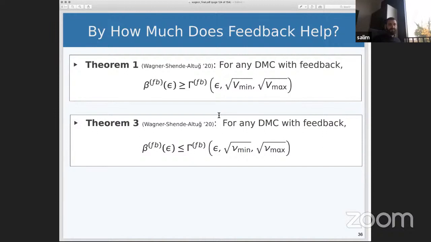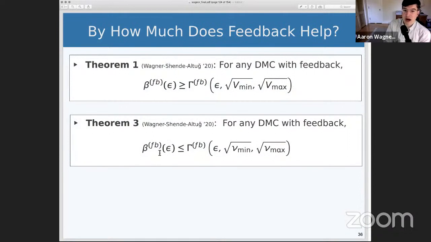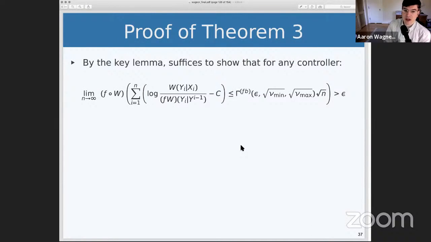Yeah. Okay, so this is actually the most interesting proof of the bunch. So let me say a little bit about this. Okay, so we want to prove an upper bound now in the second order coding rate that's very similar in spirit to the lower bound, but with different parameters. We go back to the lemma, right? It all goes back to this lemma. So we want to show for any feedback controller, the chance that you end up below McNamara's threshold with this wider range of variances is at least epsilon.